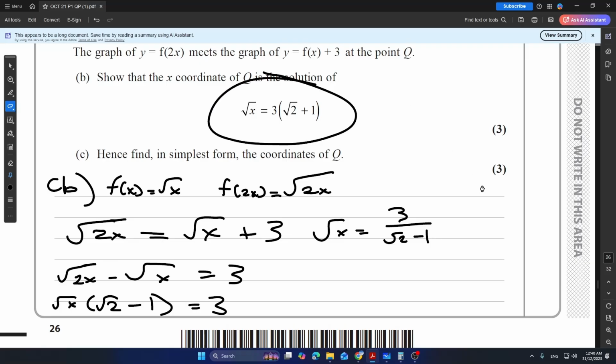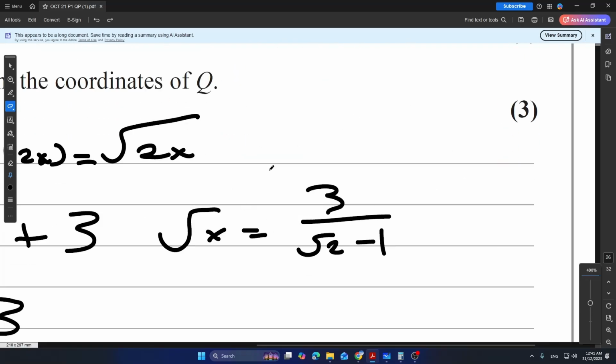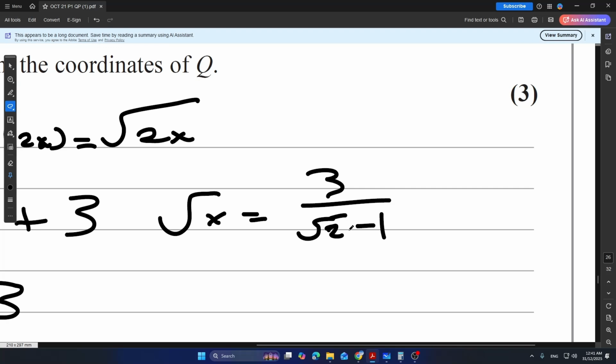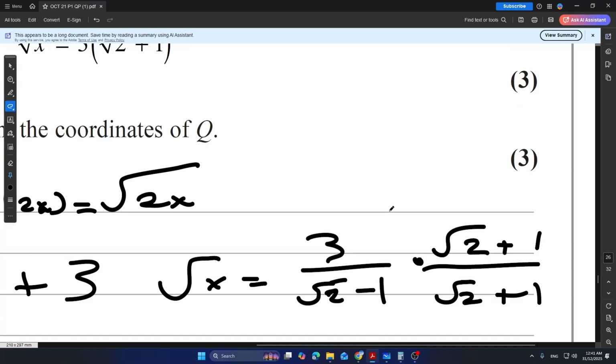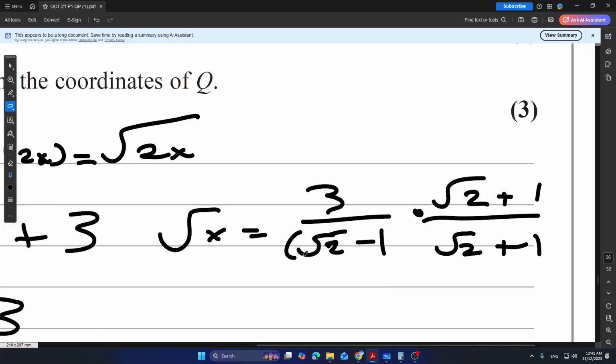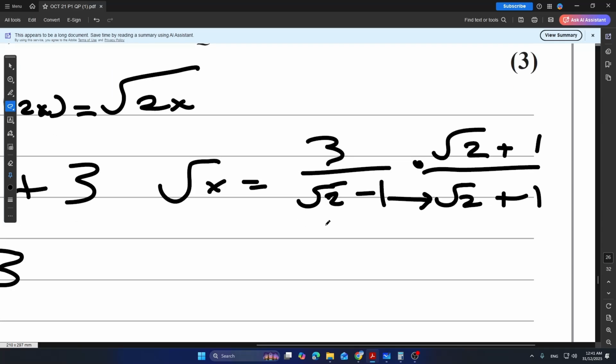I'll tell you why. Because we have to rationalize the denominator. Rationalize means I will multiply both up and down with the same expression but with the opposite sign. Using the calculator, if I multiply this with this, it's going to give 1. Because 1 is the denominator, it's basically like there's nothing.